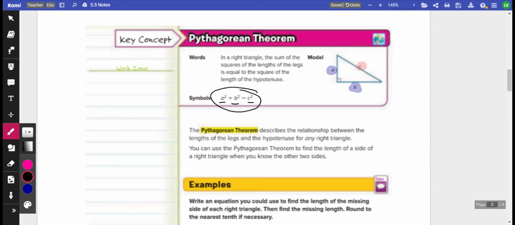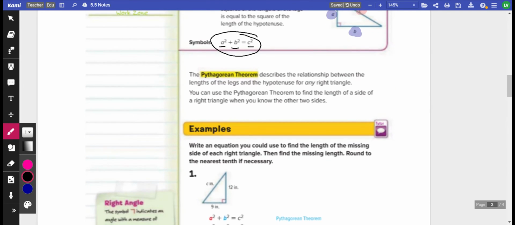The Pythagorean theorem describes the relationship between the lengths of the legs and the hypotenuse for any right triangle. You can use the Pythagorean theorem to find the length of a side of a right triangle when you know the other two sides. So I'm going to take example number 1. I'm actually going to redraw it off to the top left. So I have 12 inches, 9 inches, and then I have c inches. I want to label all my sides.